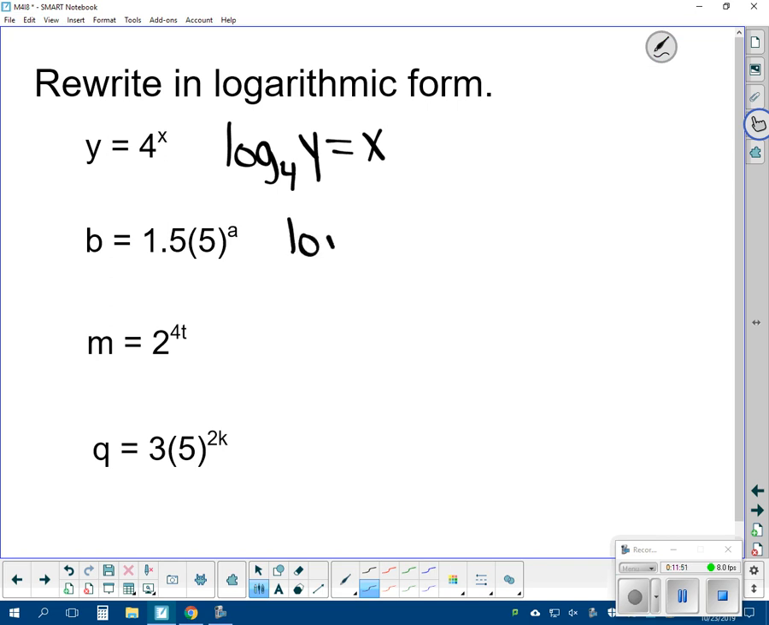The second one, what's the base of the log? 5. What are you taking the log of? And it's got to equal a, but what about that 1.5? Yep, right here.